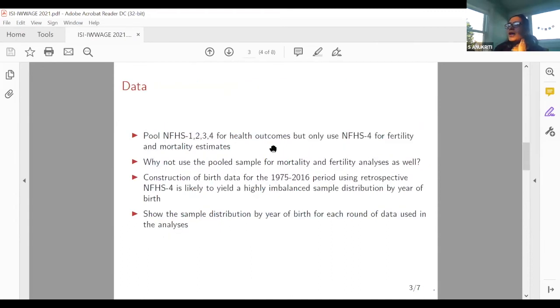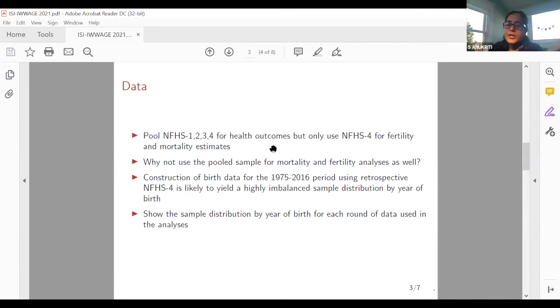So I have several comments. Let me try to structure them in the following way. First, let's think of the data. If I'm not mistaken, what they do is they pool NFHS 1, 2, 3, 4 for health outcomes analysis. And I see why you need to do it, because NFHS is actually not giving you information on health investments for all children. They only have this data for the last 2 births or things like that. And this is the same reason why we actually don't use NFHS for health investments analysis.